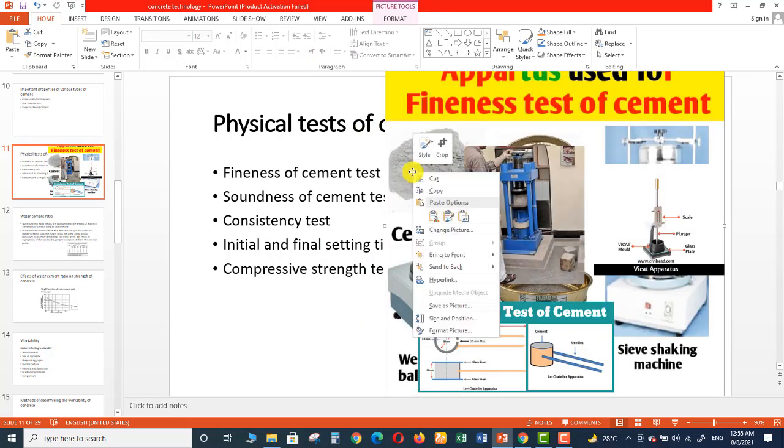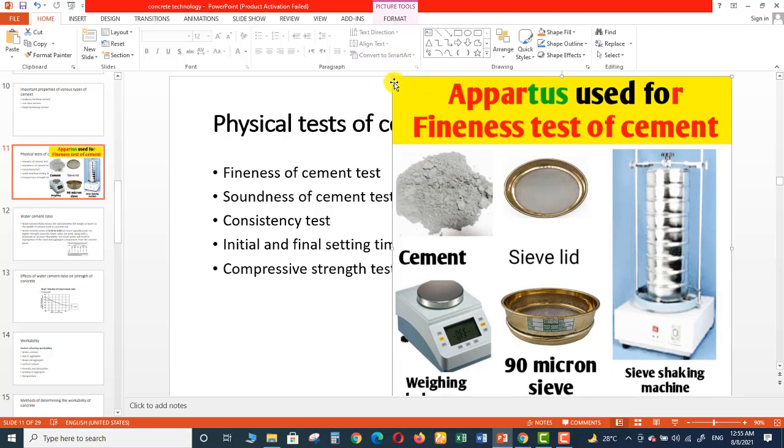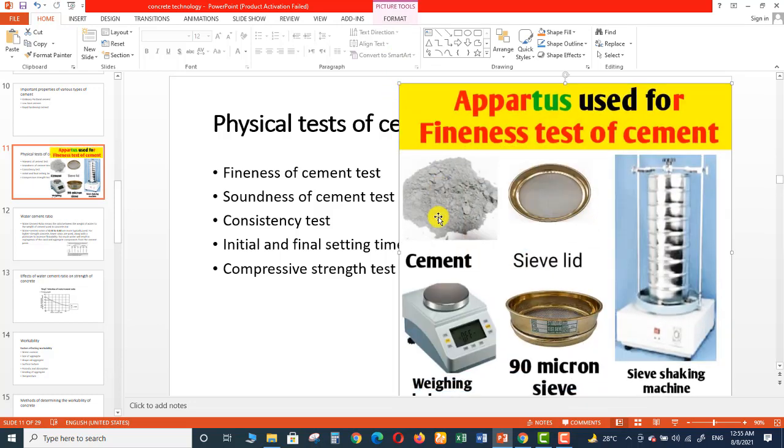Let me bring it forward. So these are the different components or apparatuses which we are using for the fineness test of cement: cement sieve lead, 90 micron sieve, which is sieve number 9, and then weighing device and sieve shaking machine, right? So the fineness test of cement is made by sieving it through 90 micron sieve, which is also called number 9 sieve. We will pass cement through it.